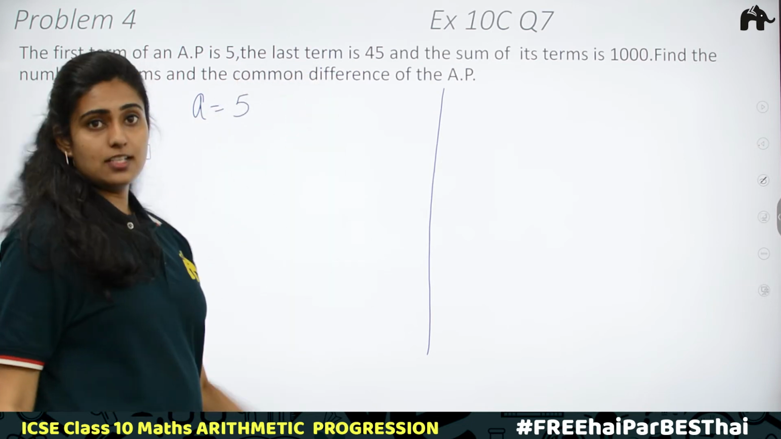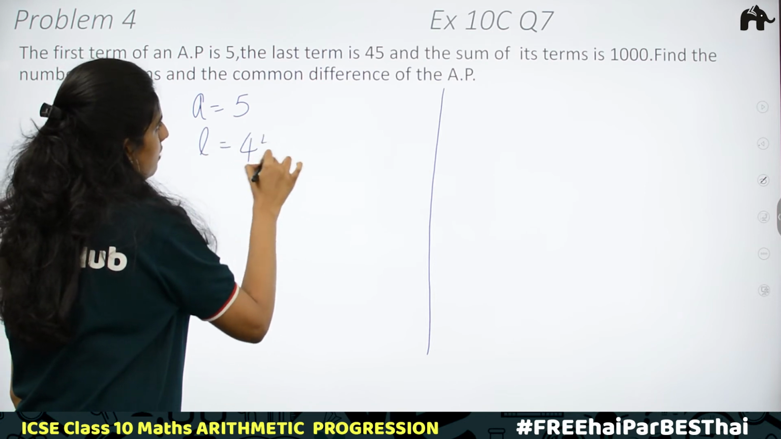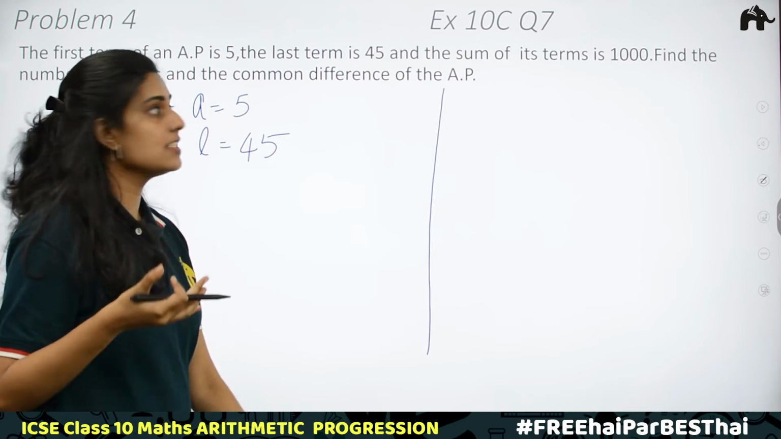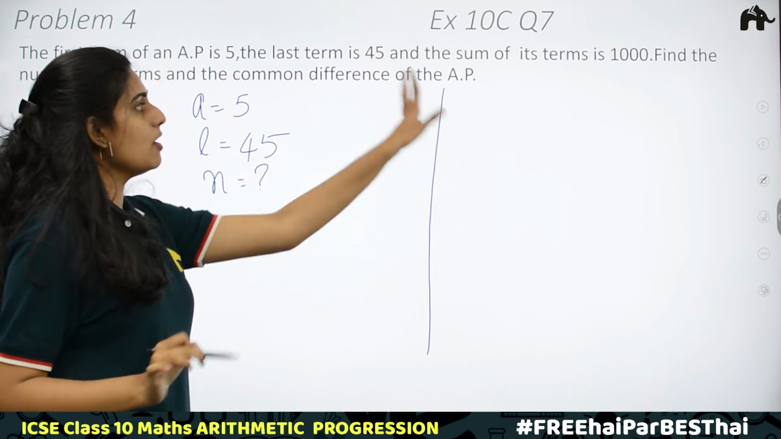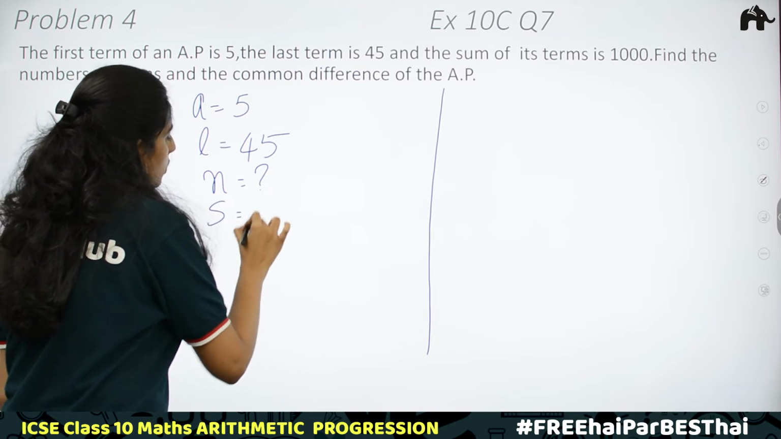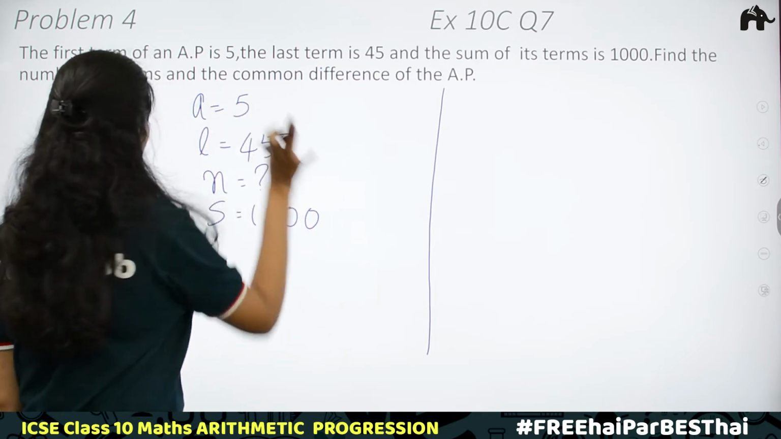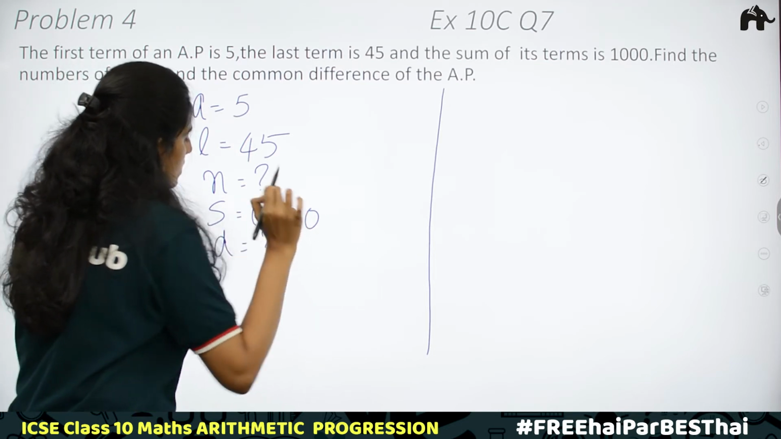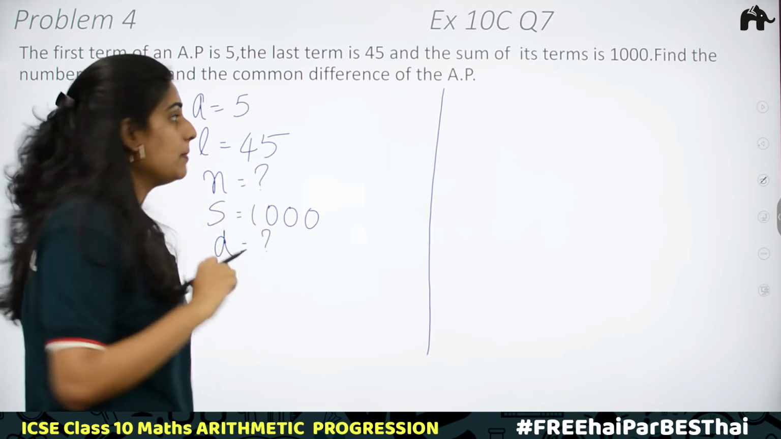Then last term is given, last term is 45. L is equal to 45. And the sum of its terms is given, 1000, but the number of terms is not given. We have to find the number of terms, n. Find the number of terms and the common difference. D is also something we have to find. First, let us find the number of terms.